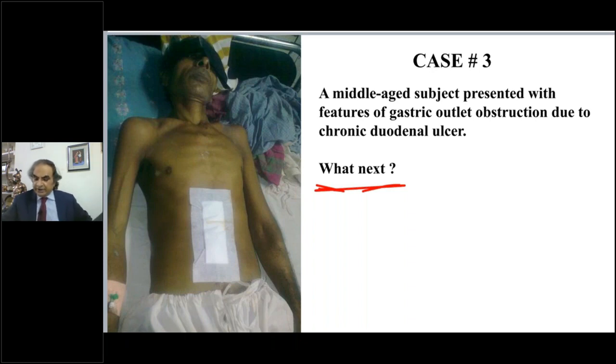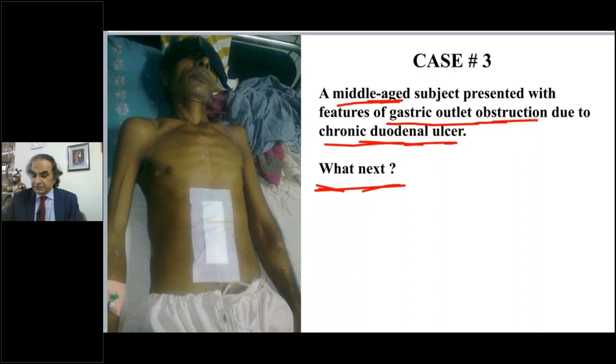Good afternoon, Karthik. Excellent. What do you do next? This is the case: middle-aged, not a detailed one, but this is a ward round scenario, so we're not having a case presentation here. He has features of gastric outlet obstruction. What does that mean? And is a case of chronic duodenal ulcer. No, duodenal ulcer is there. And gastric outlet obstruction, how will you make that diagnosis?